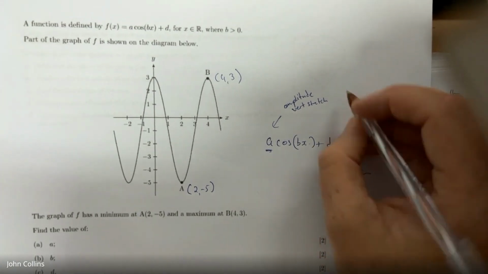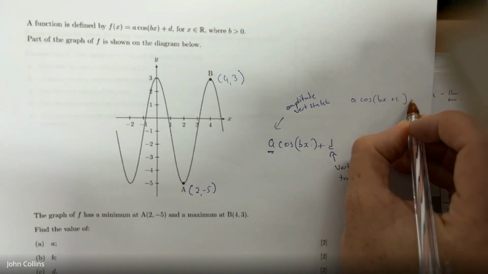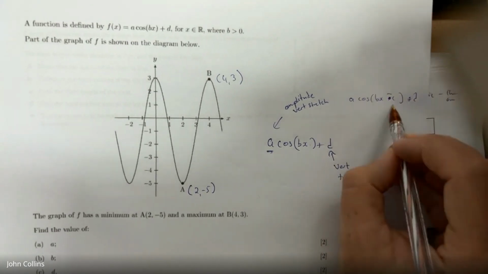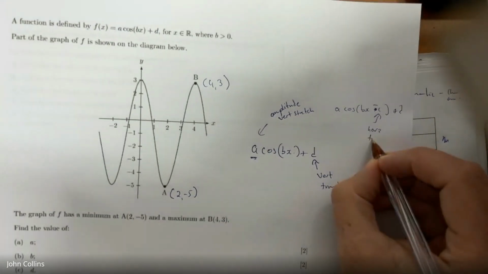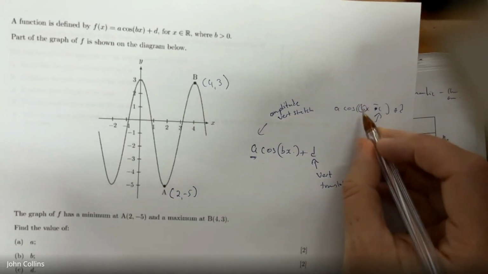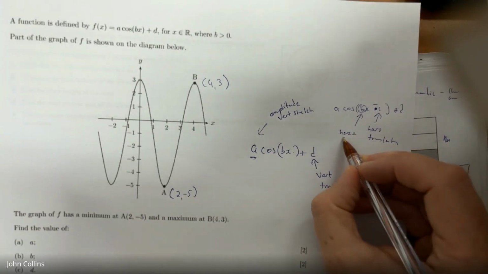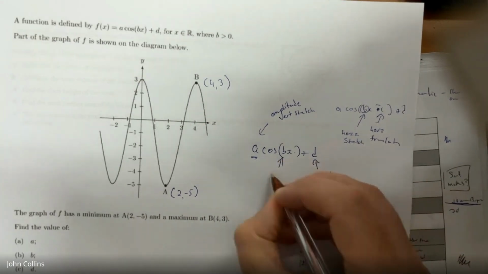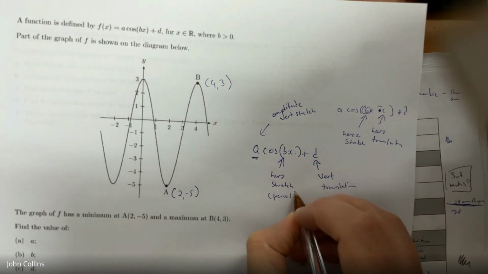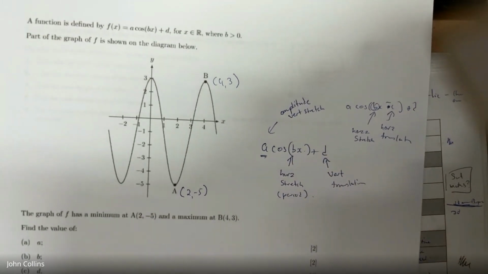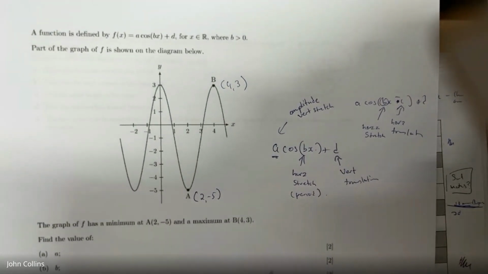There's not one in this question, but if there was a cosine bx plus c in there, or minus c, what would that c affect? Horizontal, and going the opposite way to what you expect. And what does the b affect? It'll be horizontal stretch, but it also will be affecting the period of the function, how often it repeats. Okay, so we need to find all these values, a, b, and d.